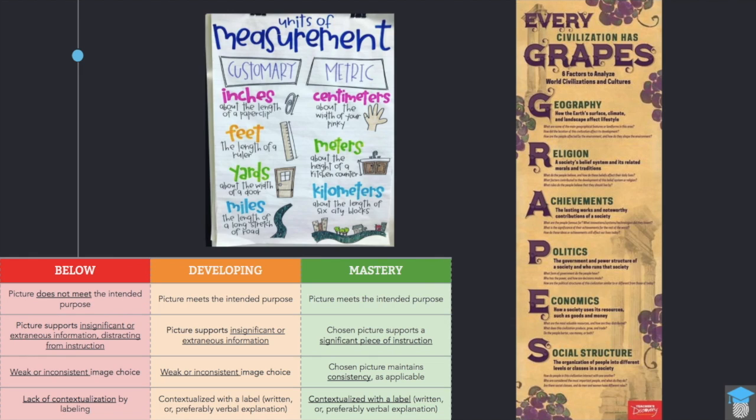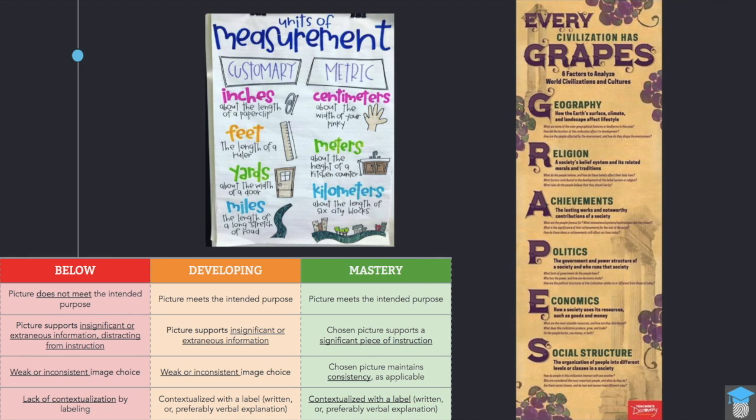Our final set of examples. First, we have units of measurement. Now, this poster uses pictures to provide real-world examples of these measurements. The examples chosen are appropriate and relevant for students. But because they're real-world examples, photographs, especially photos of doors, counters, and streets nearby, would have been more effective. Overall, a developing plus or mastery level.